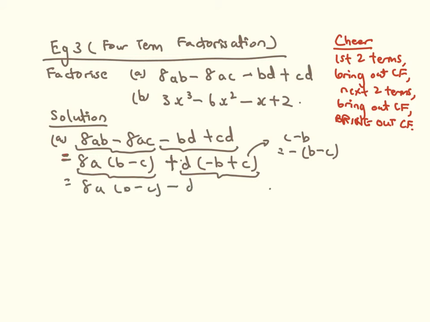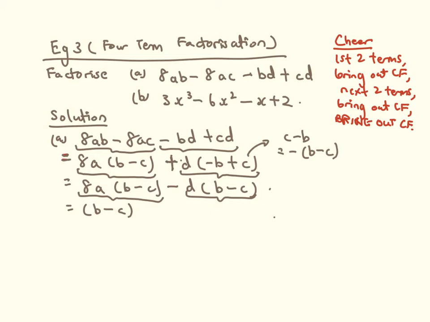I will take out a minus sign and then swap the term from C minus B to B minus C. Okay, and there you go. You can see that out of the two terms here, 1 minus 2, there's a common bracket of B minus C. So I take out B minus C.